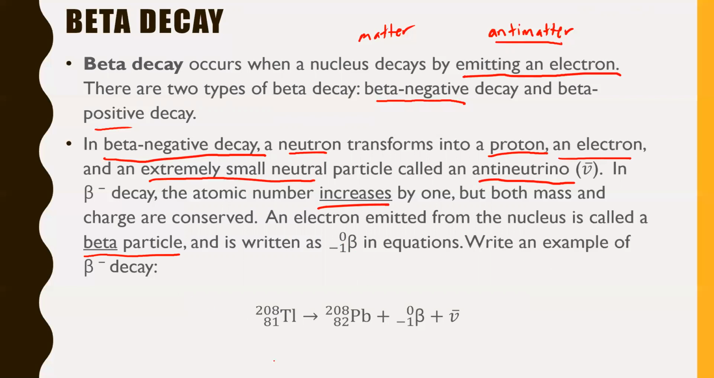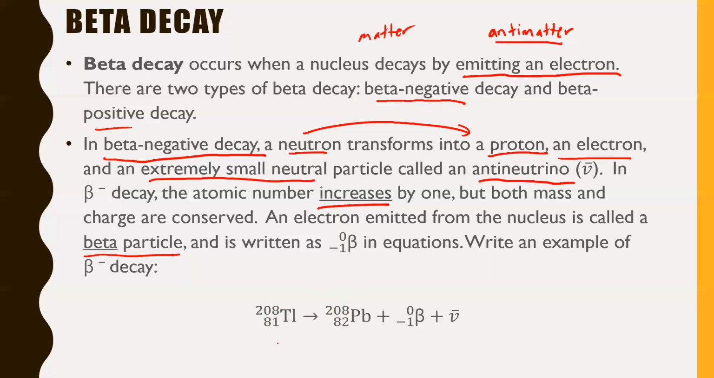So, write an example of beta negative decay. This TL, I think, is thallium? Hold on, let me just double check here. Yeah, it's thallium. I just wanted to be sure without saying the wrong thing. So thallium-208 can actually undergo beta negative decay. How it works is it's basically going to turn one of its neutrons into a proton. So notice how your proton number goes up by 1. Your mass number, I should say, sorry, doesn't change though, because even though you lost a neutron, you gained a proton. This number would still stay the same.